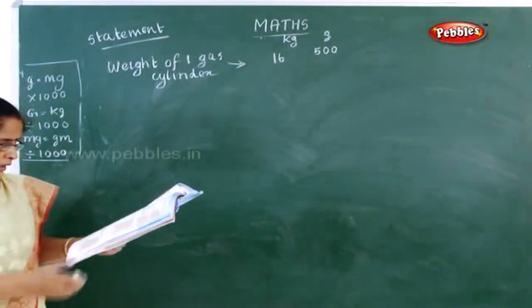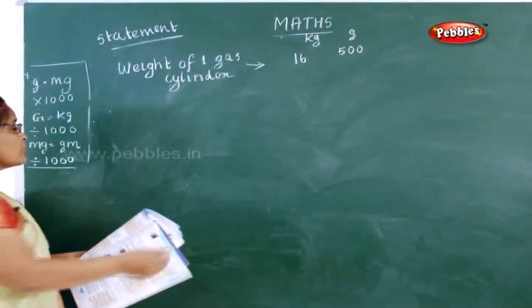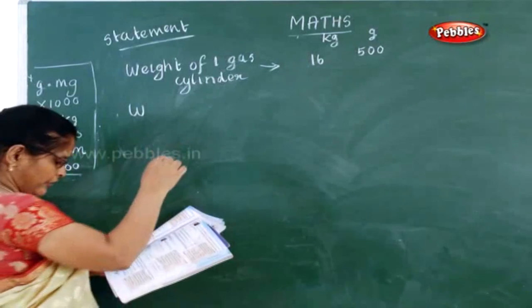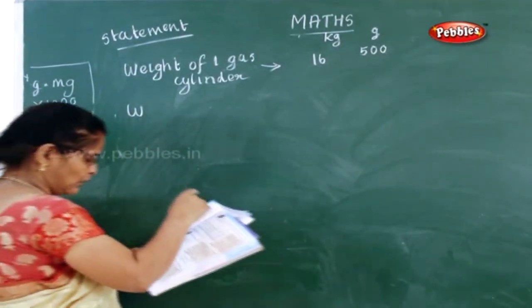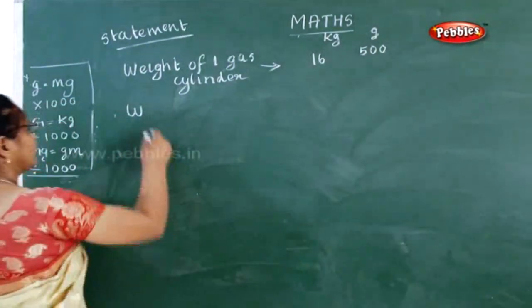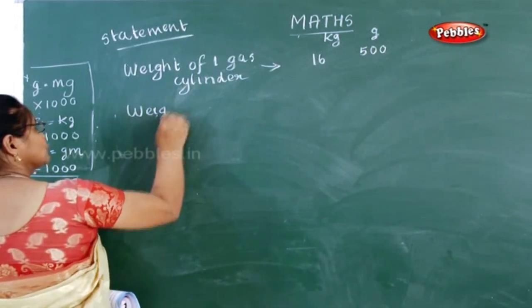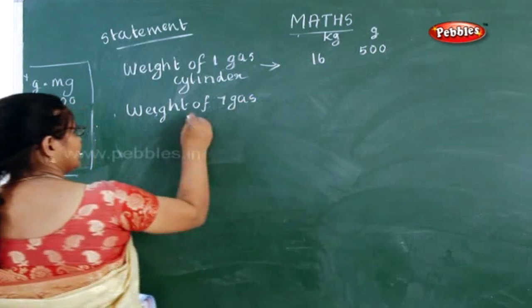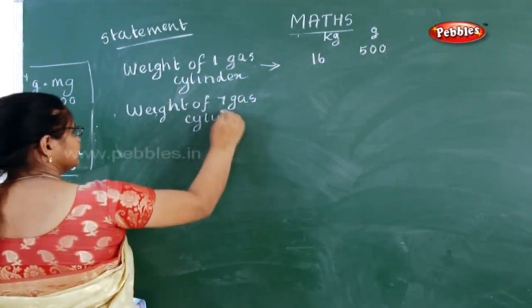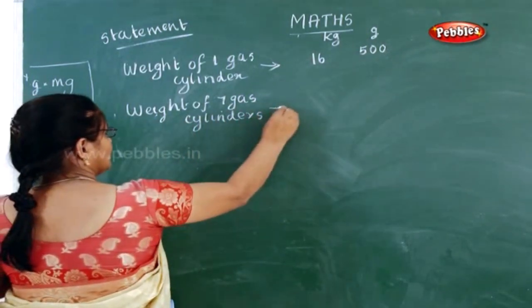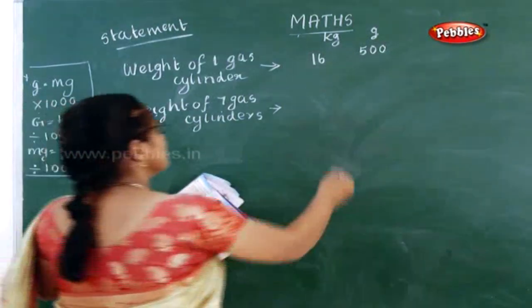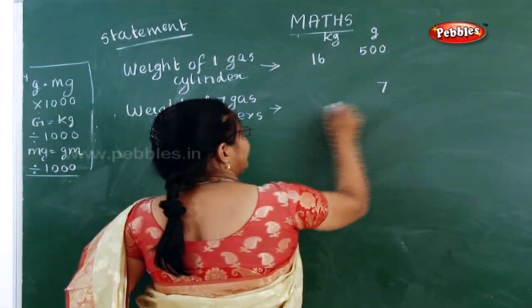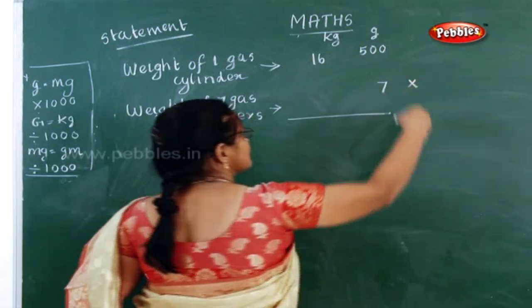Now a particular house needs 7 cylinders. So immediately you have to find out what is the total weight of the gas used in a year. So you have to find out the weight of 7 gas cylinders. Now what will you do here? You have to immediately multiply with 7.